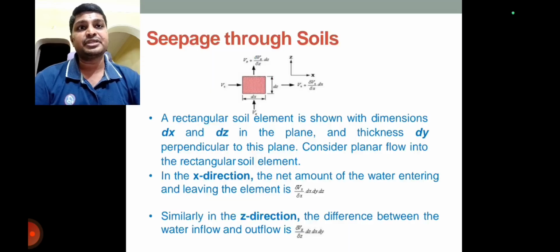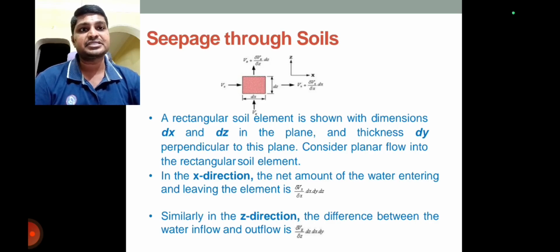Then seepage through the soil. What is meant by seepage? Seepage is the path of flow of water, which flows in the direction of x, or y, or z. But we are considering only the two-dimensional case. A rectangular soil element is shown with the dimensions dx, dz, and the thickness of the soil mass is dy.